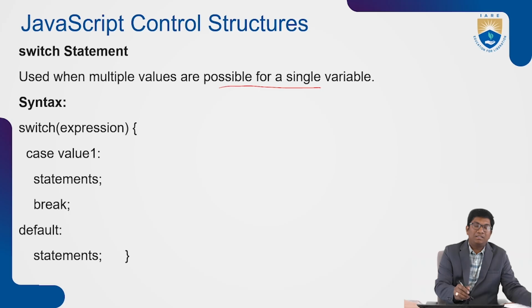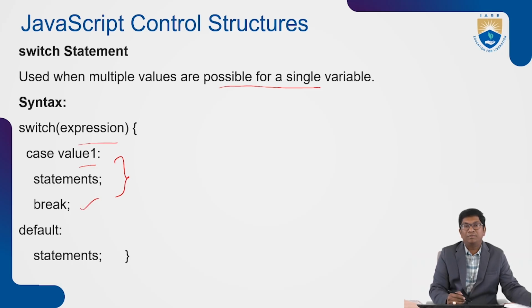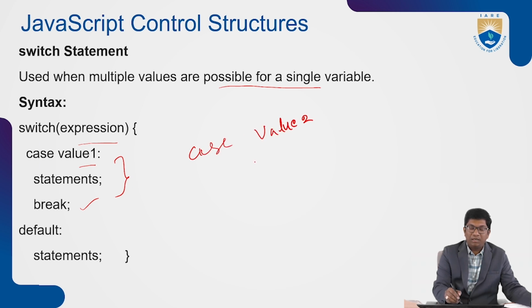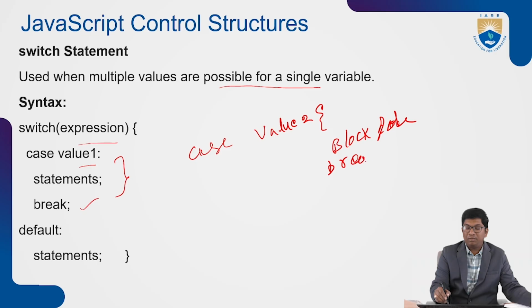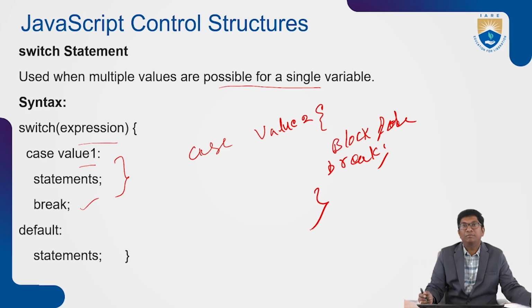So see here how to write the syntax for the switch statement. Switch expression, case value 1. If case value 1 is satisfied, then it executes this block of code. After execution of all those statements, it will break the case. Like that we can write the second case, value 2, and write your block of code, and write the break, end of the break, right? Close it. Okay. So like that, any number of cases we can write based on the requirement.